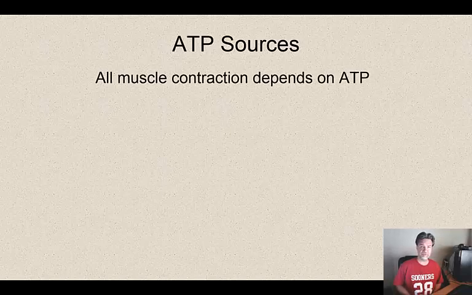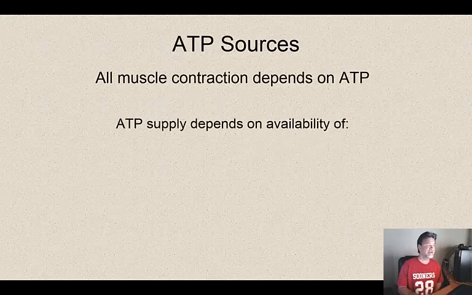Certainly will be covered much more when you get into metabolism in your nutrition course, and also there's a chapter later on in A&P2 that deals entirely with the production of ATP. So as we discussed many times, all muscle contraction depends on ATP because it is an energy requiring process. It's certainly not passive. And so what does ATP supply depend upon?